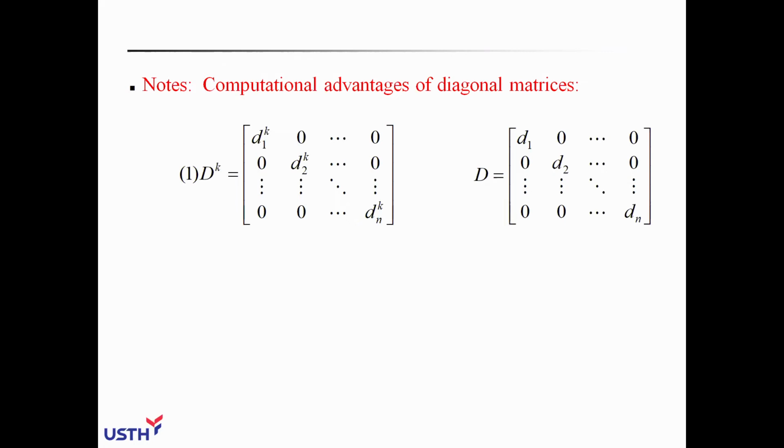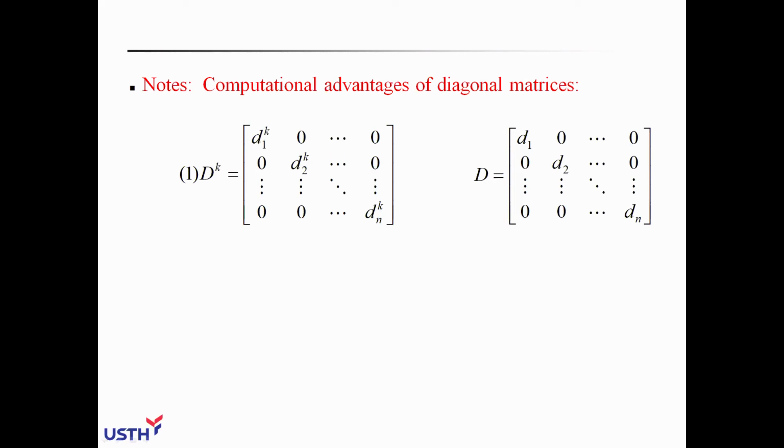Because in the previous examples, I showed you that if we choose a suitable basis, the matrix of a linear transformation can be of diagonal form. So why do we need the diagonal form? Because it has some advantages in calculation, as follows. Suppose that D is a diagonal matrix like that, then D to the power k will be that one. You can try it by yourself.